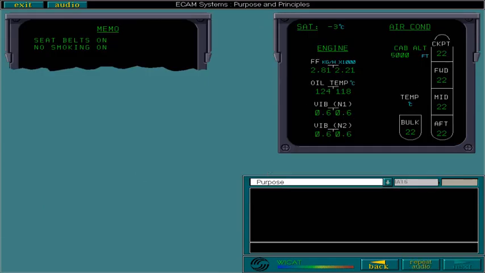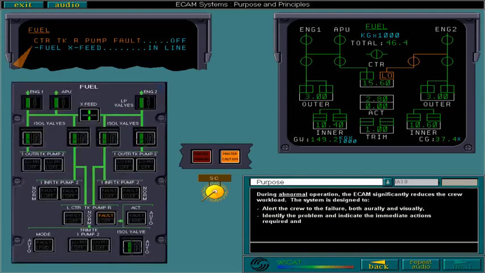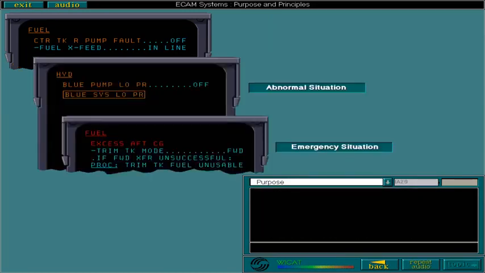During abnormal operation, the ECAM significantly reduces the crew workload. The system is designed to alert the crew to the failure, both orally and visually, identify the problem and indicate the immediate actions required, and locate the specific cause of the problem on a system diagram, which you can use to monitor the recovery. More details on types of warnings will be given in later lessons.